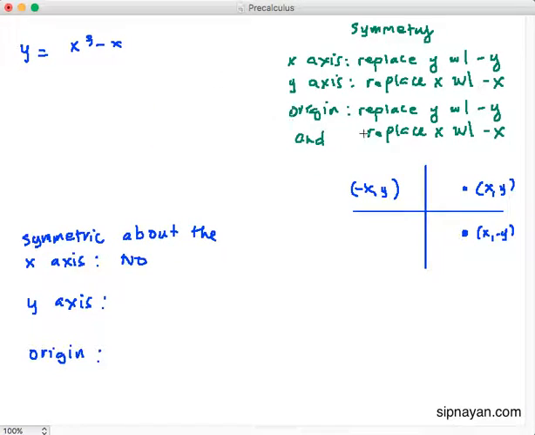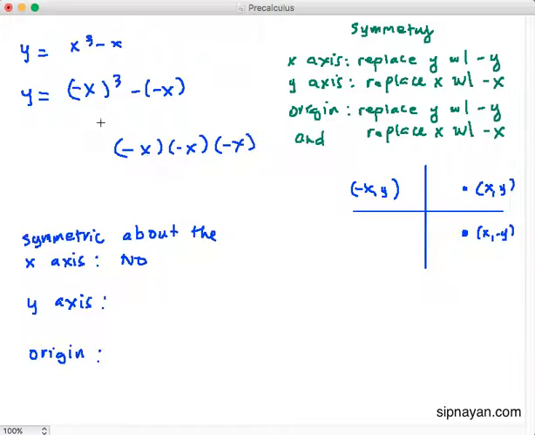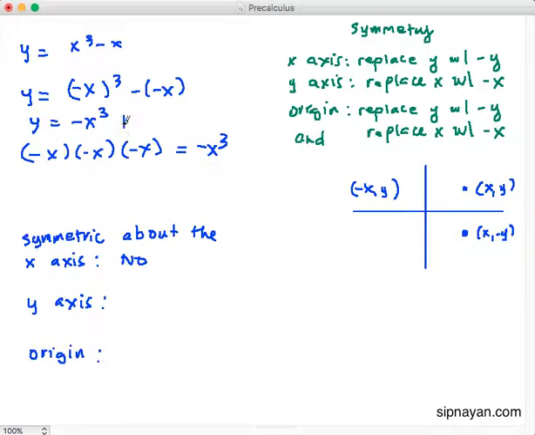Next, for the y-axis, replace x with negative x. So y equals negative x cubed minus negative x. Okay, so ang negative x cubed ay negative x times negative x times negative x, di ba? Pag sinimplify natin siya, negative times negative is positive, times negative is negative rin, di ba? So negative x cubed din siya pag sinimplify. So y is equal to negative x cubed minus negative is the same as plus, so magiging plus x siya.